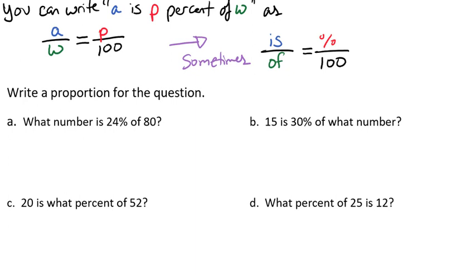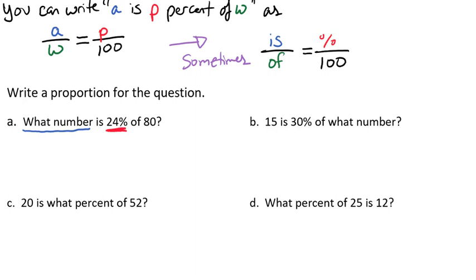Here we're going to write a proportion for our question. We're just going to write the proportion. So here we have: what number is 24% of 80? We can find our percent pretty easily because it has a percent sign next to it. Now we want to find the word is. There it is right there. And whatever comes before that is going to go into our A spot, or where the is is written.